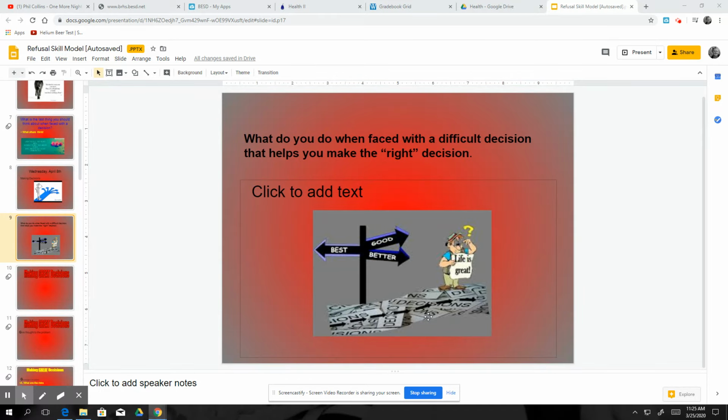But I do want you to be thinking about when you're faced with a tough decision, what helps you to make the right decision. And you'll notice I put quotation marks around "right," because what's right for you and what's right for me might not necessarily be the same. And you want to make the best decision for you. And what do you do to help you?